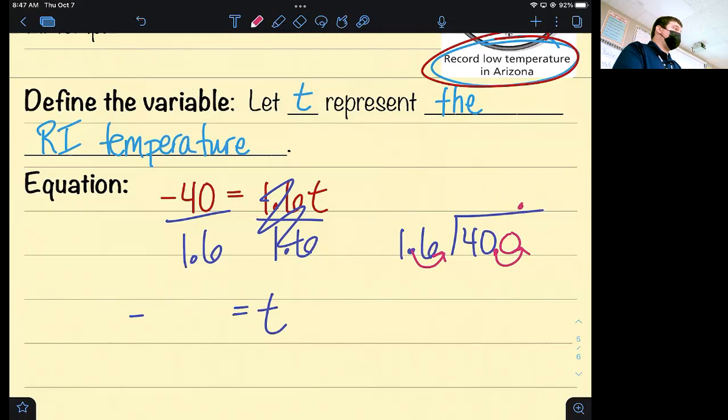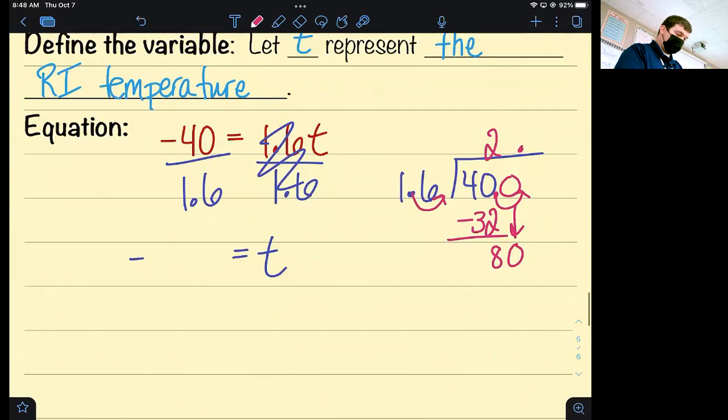Now 16 does go into 40. How many times? 3 is 48. 2 is what? 32. Okay. So I'm going to subtract 40 minus 32, and that's going to give me what? 8. Drop down that 0 I just put. 16 into 80. Any guesses? 5. 5 times 6 is 30. 5 times 1 is 5 plus 3. Nice. Good guess. So I don't even need the decimal point anymore because there's nothing after the decimal point.